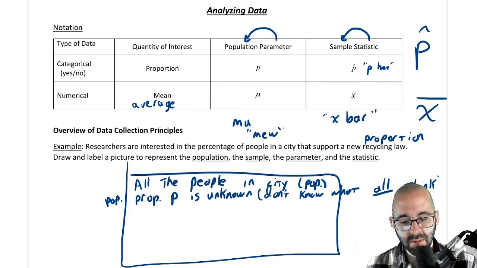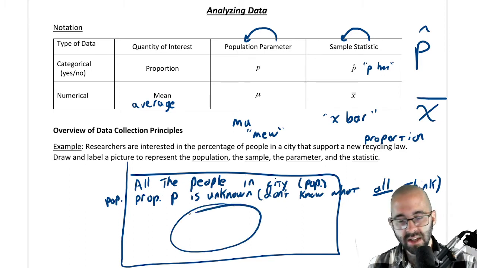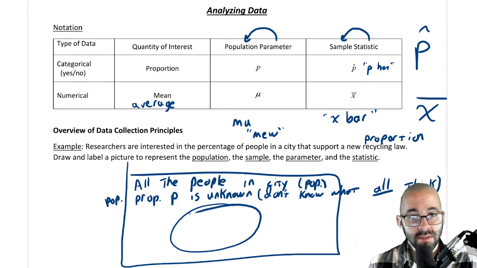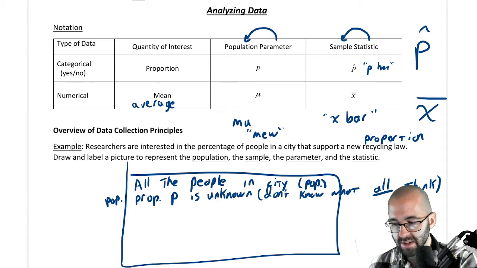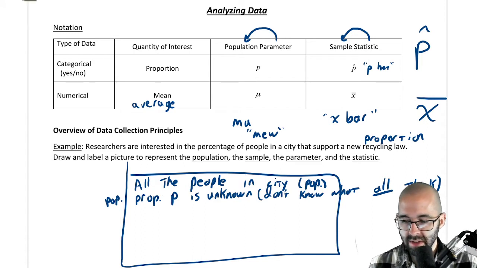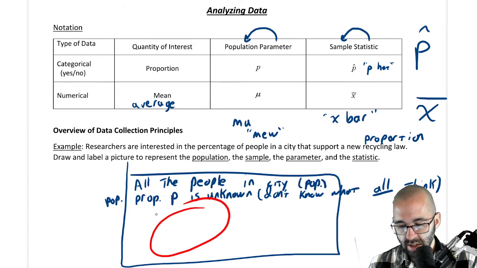We can only ask some people. So specifically, we have this small subset. This is going to be our sample, the people that we ask. All right, let's do sample in a different color. Let's do red. This over here is going to be the sample, the people that we ask.